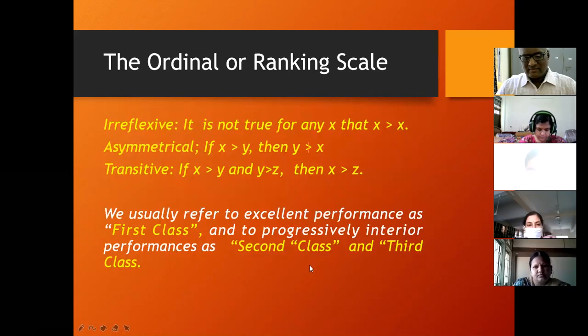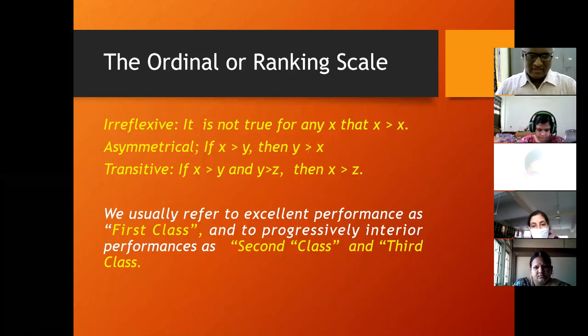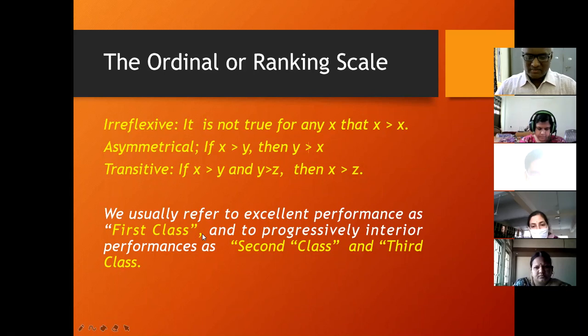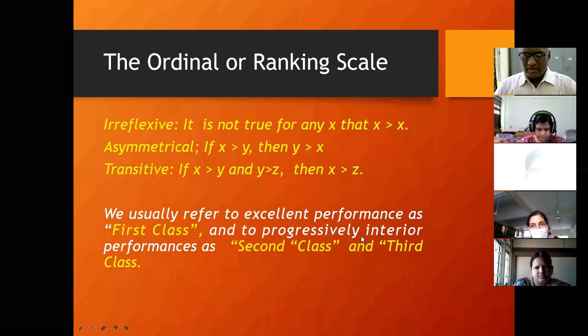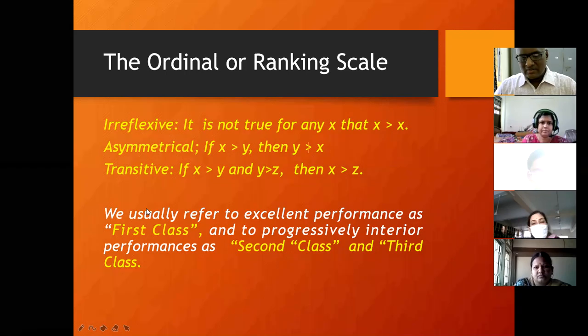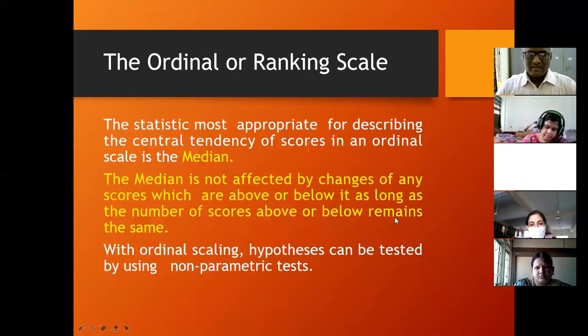We classify the students' performance into first class, second class, and third class. Fail is another category. We usually refer to excellent performance as first class. Now we have distinction also, distinction first class. Progressively, we have inferior performance of students into second class, third class, and the last category would be fail. So this classification of students' performance into first class, second class, third class, and fail is an ordinal scale or a ranking scale where there is a rank order, and we use the symbol greater than.